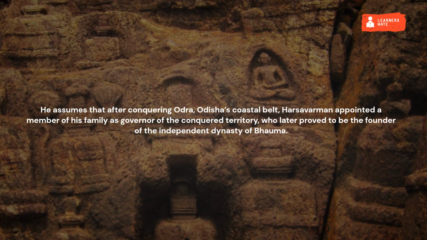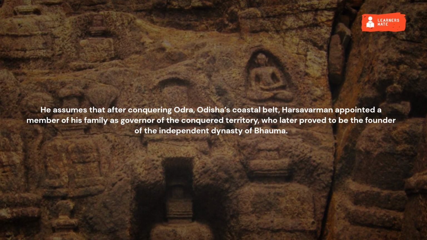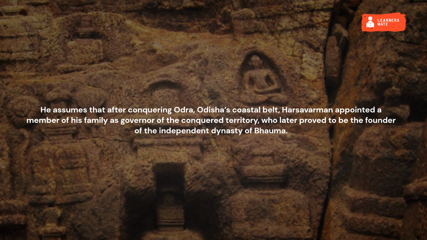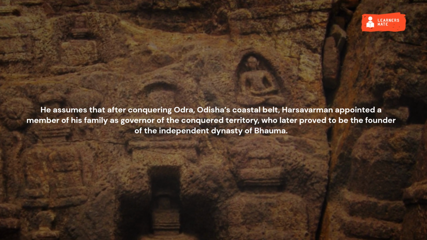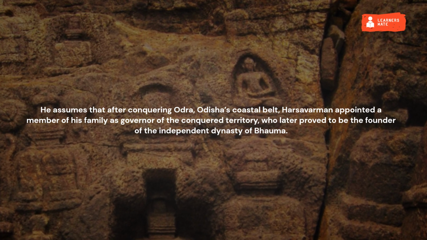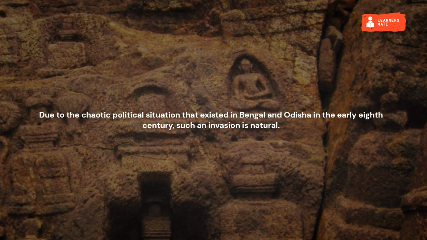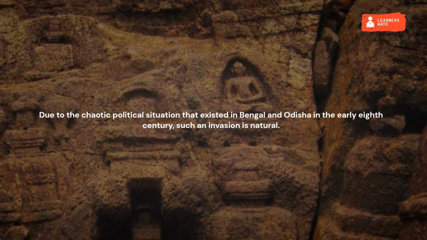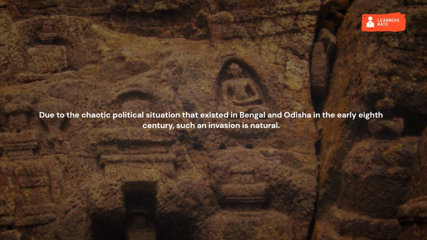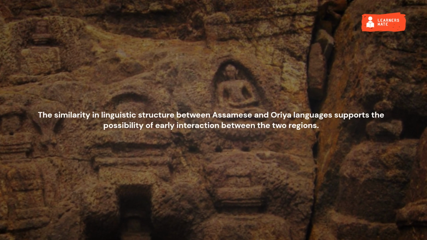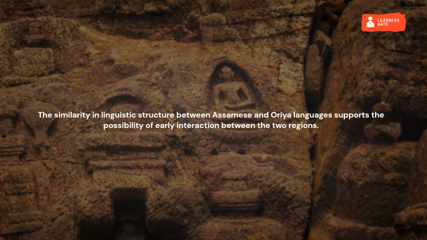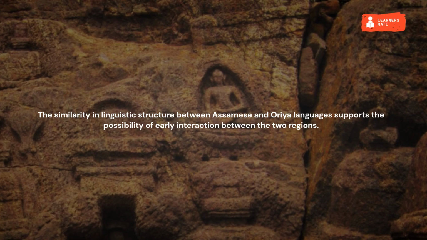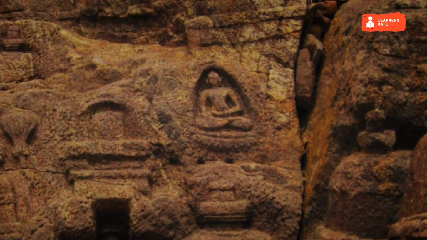He assumes that after conquering Odra, Odisha's coastal belt, Harshavarman appointed a member of his family as governor of the conquered territory, who later proved to be the founder of the independent dynasty of Bhauma. Due to the chaotic political situation that existed in Bengal and Odisha in the early 8th century, such an invasion is natural. The similarity in linguistic structure between Assamese and Odia languages supports the possibility of early interaction between the two regions.